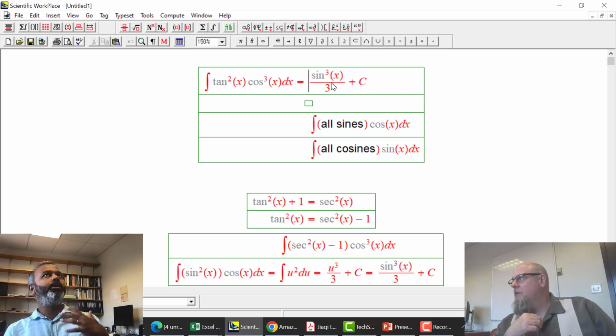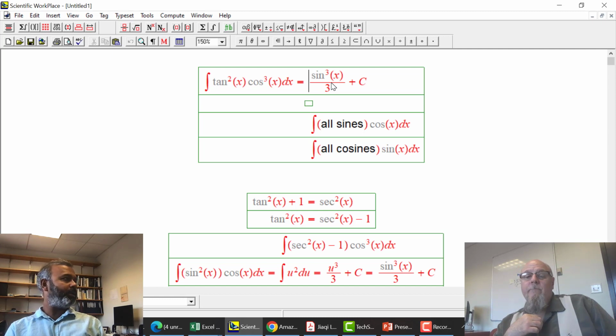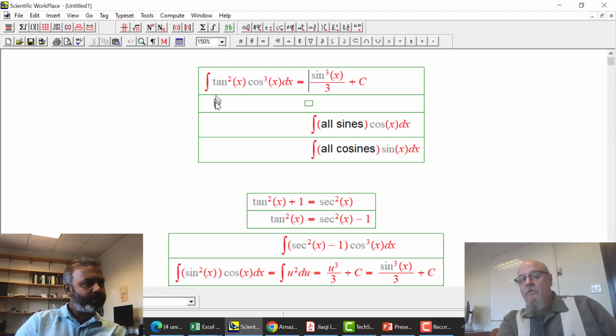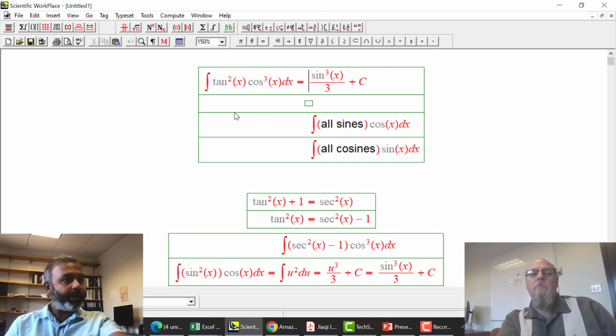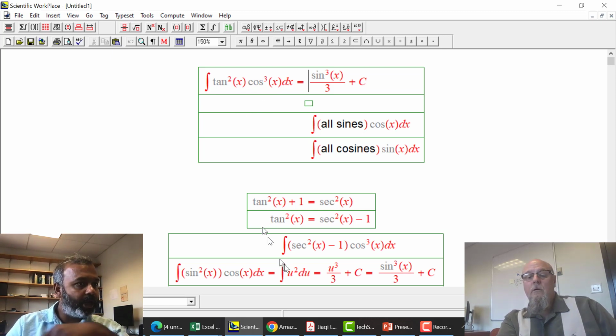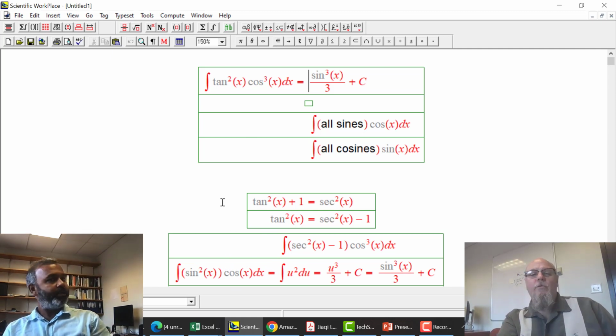So do you think replacing that tangent square by sine square over cosine square would have worked? Yeah, maybe, because that would have been sine squared divided by cos squared. The cos squared would have canceled to the bottom. So that would also end up with the same integral towards the end, right? So both of those are valid.